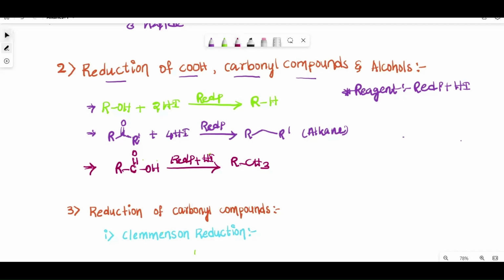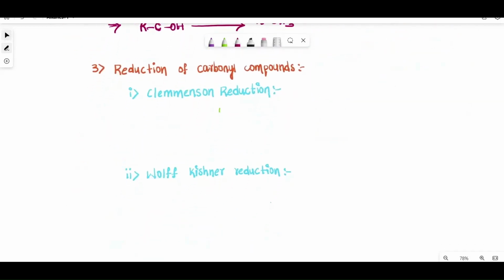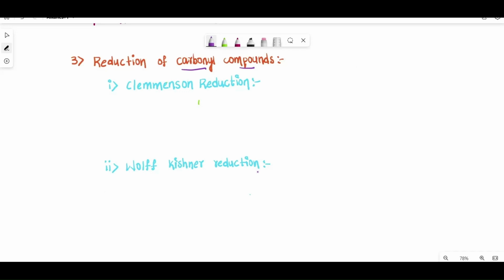Let's see another method for preparation of alkanes. Third method is reduction of carbonyl compounds. In this we have two methods, Clemmensen reduction and Wolff-Kishner reduction. Generally in Clemmensen reduction, you should remember this reagent. In exams they will ask directly like in between reactions, we will use these two methods very often. You need to remember these reagents. For Clemmensen reduction, reagent is Zn-Hg and HCl.